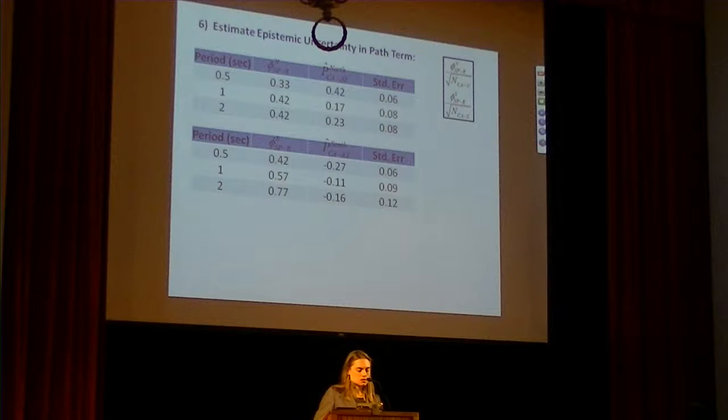And then the final step is just to estimate the epistemic uncertainty in our path terms. So this is how we're computing that. And then this table shows our phi terms, our path terms, and then the standard error, which is the epistemic uncertainty for all the different periods. The top table is for the north, and the bottom table is for the south.